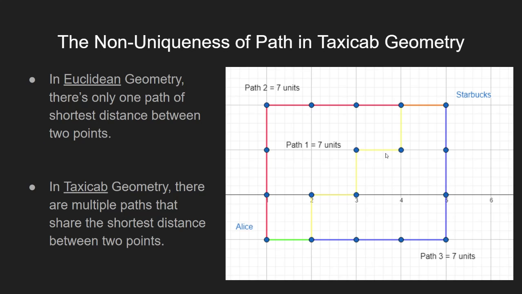This also implies a non-uniqueness for paths. We could think of it like going through a street in a taxi. In Euclidean geometry, there's only one path from, in this picture, Alice to Starbucks. Just that one line would be the path. In taxicab, there are multiple paths that we could take, like the original path: 1, 2, 3, 4, 5, 6, 7. Or we go up: 1, 2, 3, 4, 5, 6, 7. Or we go down: 1, 2, 3, 4, 5, 6, 7. They all have the same distance and they're all unique paths to one another.